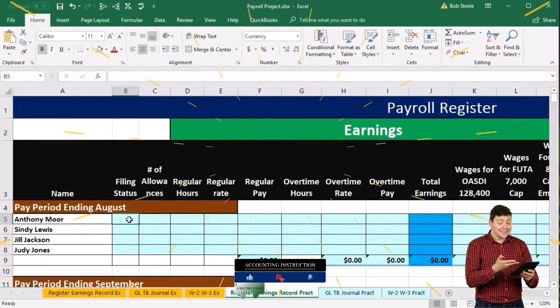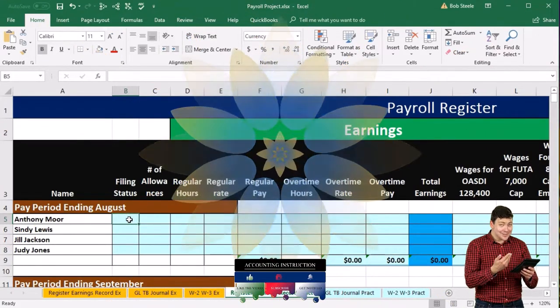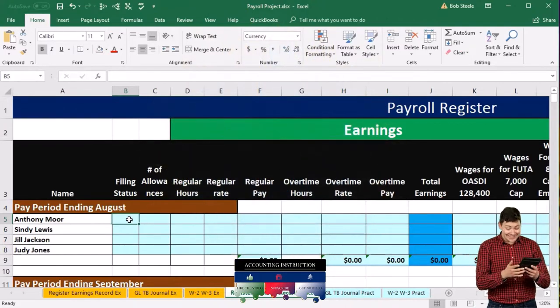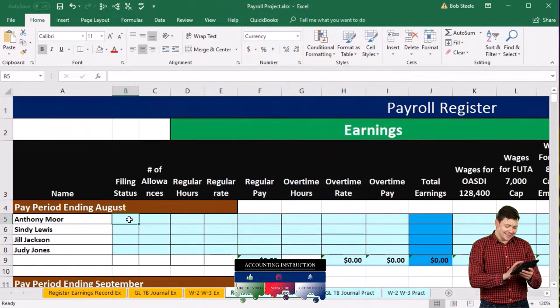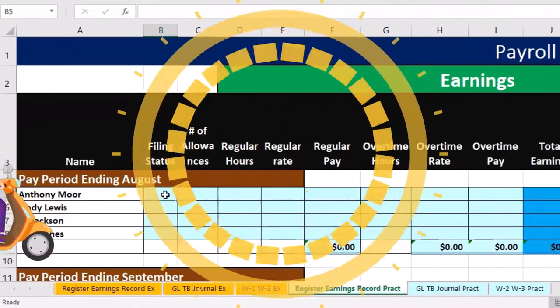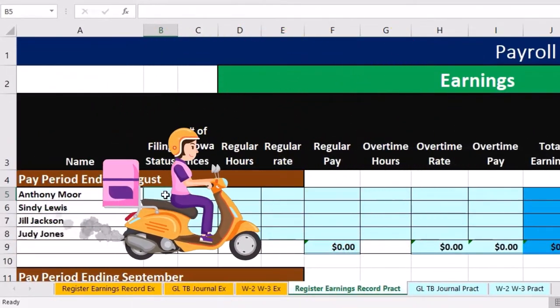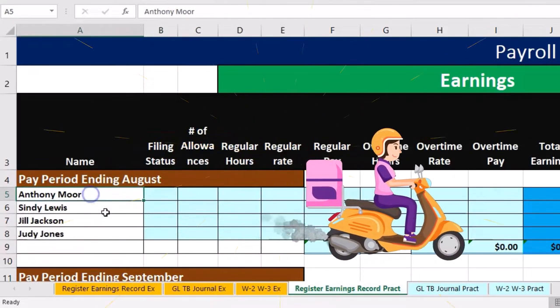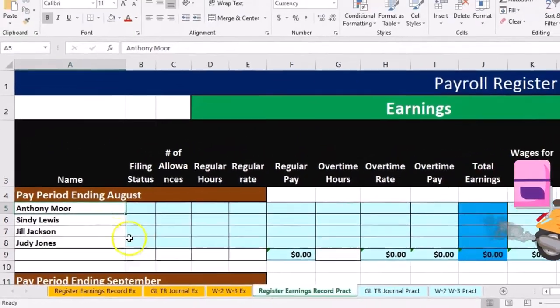Now, some of this data we're just going to give to you as part of the problem within the presentation here. So we're just going to give some of the data that will be given, and we'll perform the calculations that need to be performed. We'll try to tell you where this information would be coming from in practice as we go. So first, we're going to enter data for Anthony Moore, and we're going to go through this.